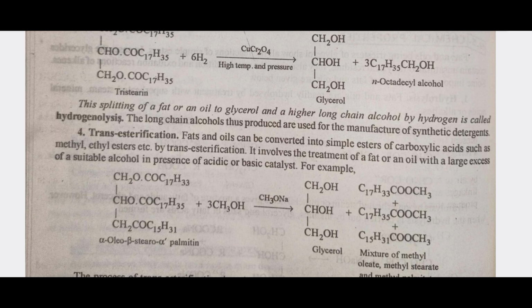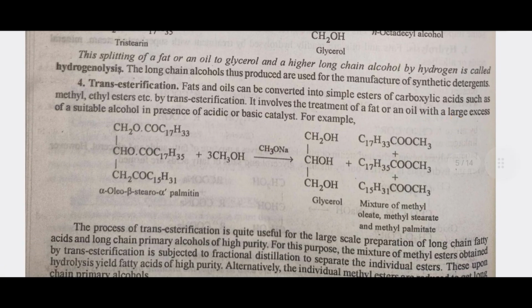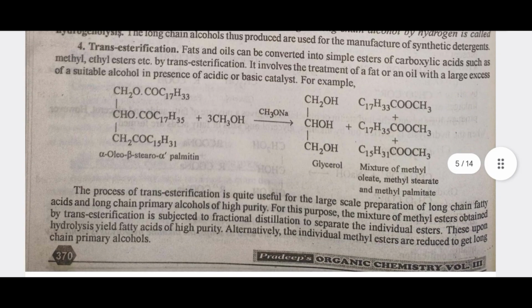Transesterification. Fats and oils can be converted into simple esters of carboxylic acids such as methyl and ethyl esters. This is called transesterification. It involves the treatment of a fat or an oil with a large excess of a suitable alcohol in the presence of an acidic or basic catalyst. For example, alpha-oleo-beta-stearo-alpha-palmitin plus CH3OH in the presence of CH3ONa gives glycerol and a mixture of methyl oleate, methyl stearate, and methyl palmitate.